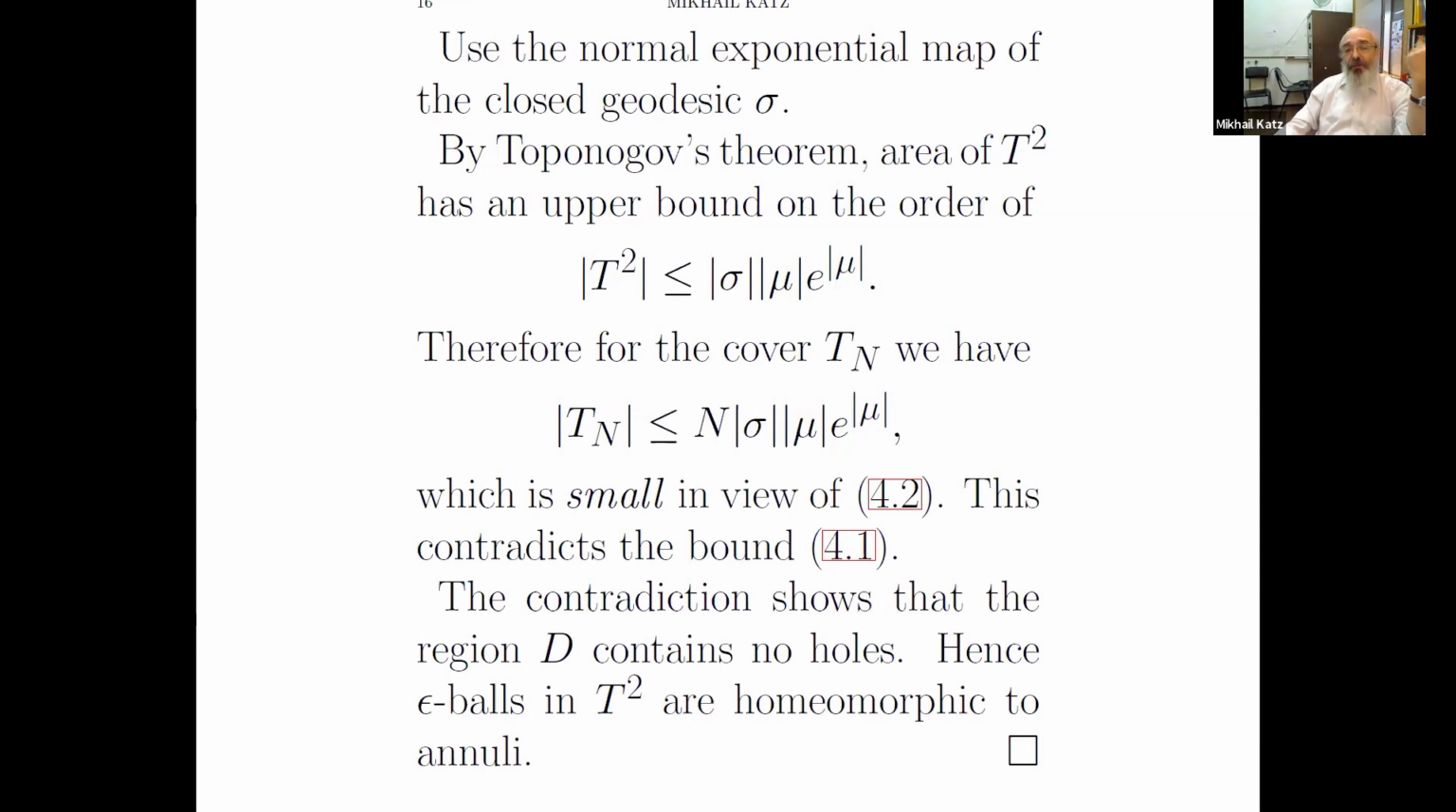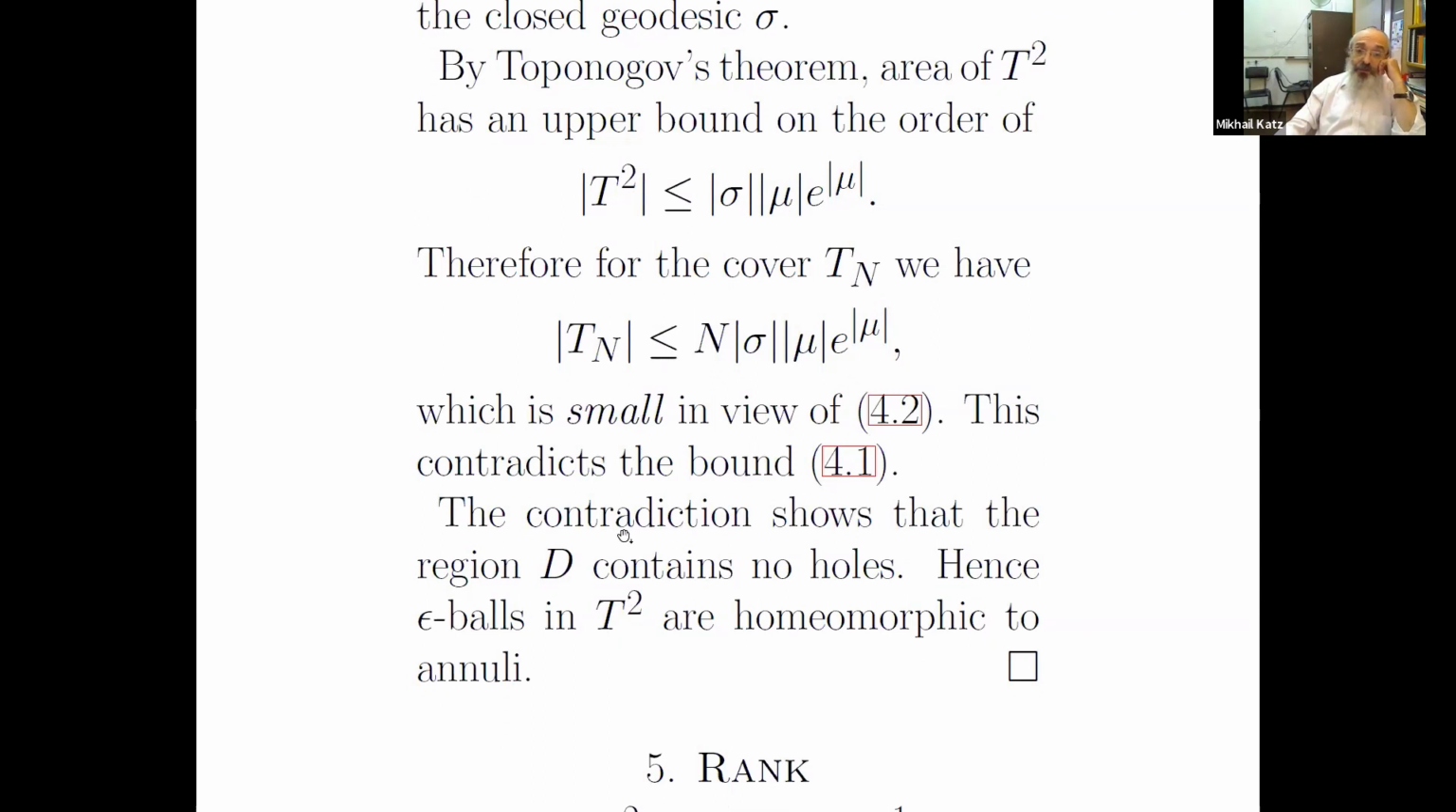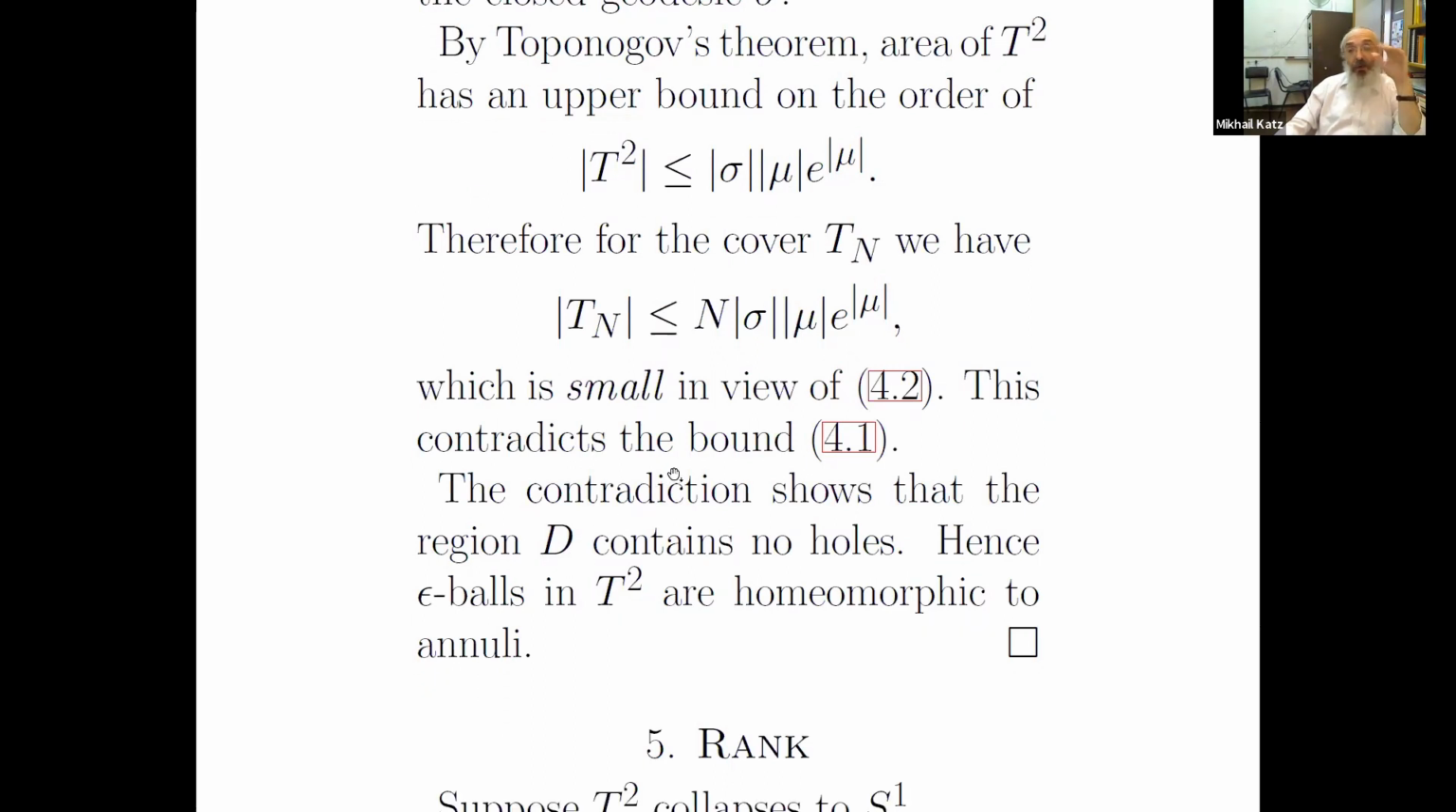And that's a contradiction, because earlier we showed that the curvature integral has to be appreciable, and now we show that it's small. Therefore, there couldn't be any holes. And therefore, the epsilon ball and torus are homeomorphic to an annulus. Okay, that's the end of the proof of the theorem.